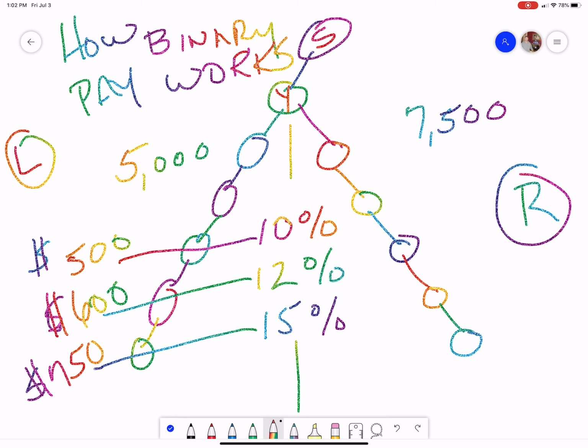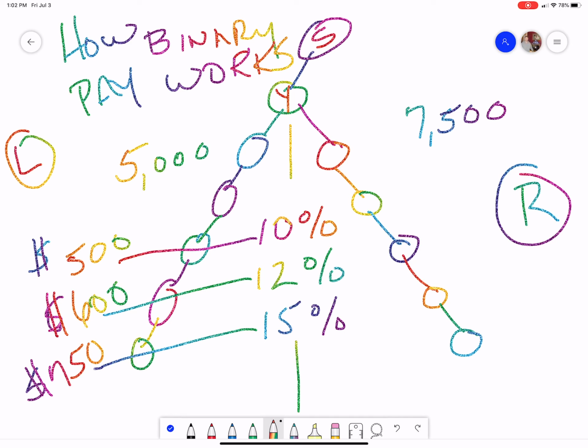Binaries are all volume driven. Volume is the same thing as points. So our minimum is 30 points. So for every single person you have on your team, at a minimum, they're going to generate 30 points worth of volume as long as they stay active. In this scenario, let's look at how the binary pays.